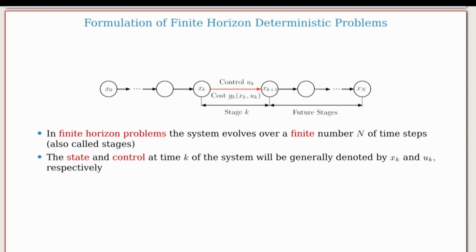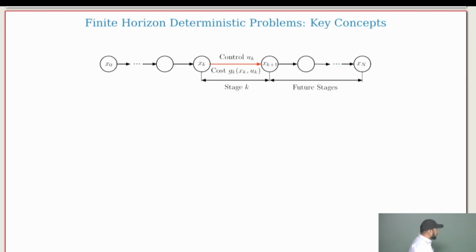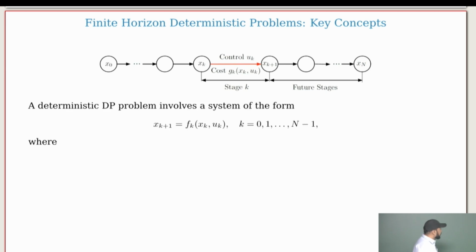We have defined these things in the last class. We have state denoted by xk and control denoted by uk, and a system is deterministic if the state xk plus 1 is determined solely by xk and uk. So there is no randomness in obtaining xk plus 1 given xk and uk. So xk plus 1 is obtained from xk and uk via some function fk.